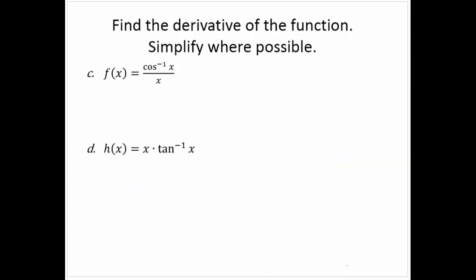If f of x is equal to arccosine x divided by x, I'm going to use the quotient rule here. So f prime of x would be low d high. The derivative of cosine inverse x is the same as the derivative of sine inverse x, but negative. So negative 1 over the square root of 1 minus x squared, minus high d low, cosine inverse x times the derivative of x, which is 1, and that's over x squared.